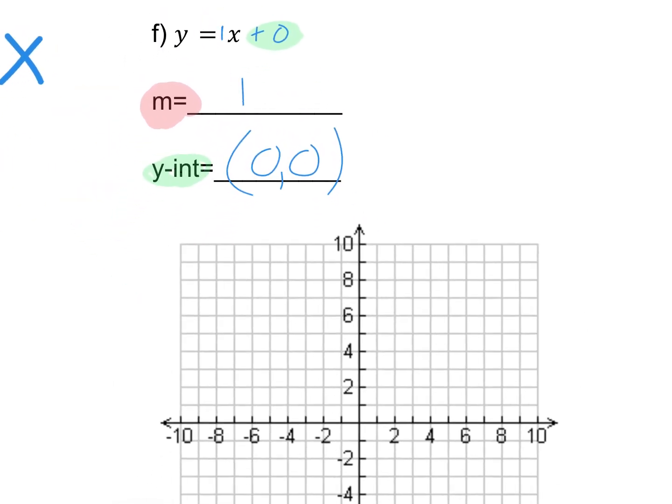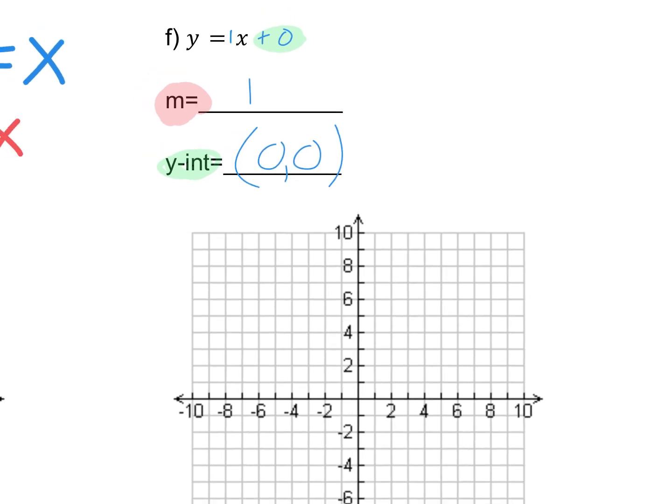And you might remember the point 0, 0 on our graph, also known as the origin, is just the very center of the graph. It's actually where the x and y axis intersect. So this graph, the y-intercept is at the origin, and our slope is 1. So that means I'm going to go up 1, right 1.